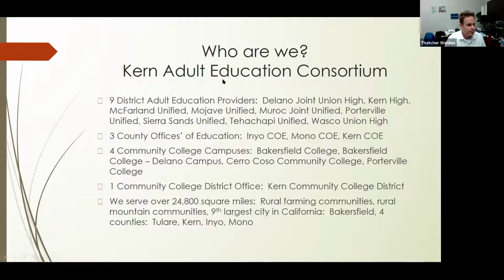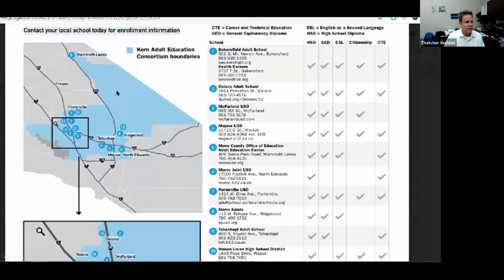We have one of the largest adult schools in our consortium, and we also have tiny rural members that consist of one lead and a few part-time teachers. So very different groups, as I'm sure many of you have too. Here is our service area. We are the largest geographic service area adult education consortium in the state, and these are some of the services our members provide.